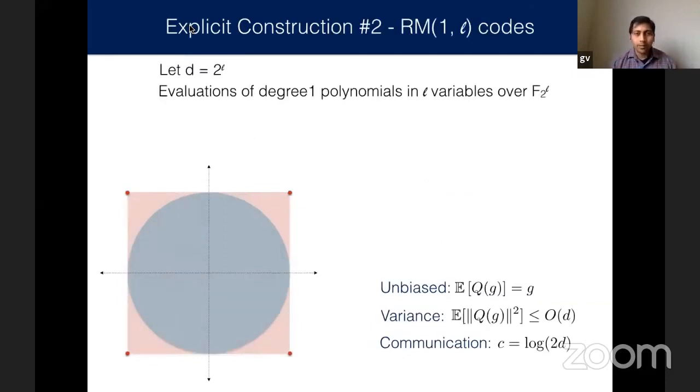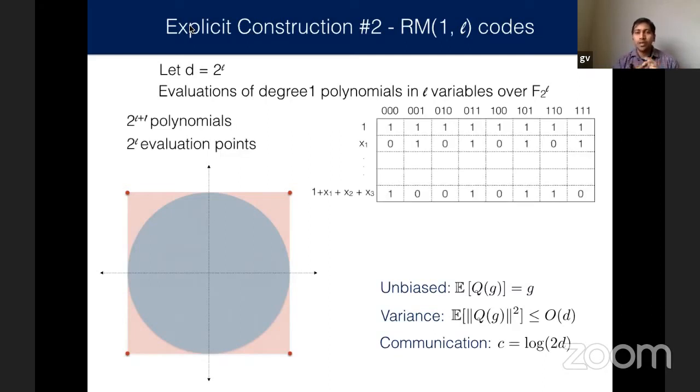So we look at another explicit construction, which is based on Reed-Muller codes. For this construction, let us assume the dimension is some power of 2. Now consider the set of all codewords of Reed-Muller codes of degree 1 in L variables. A Reed-Muller code of degree 1 is essentially evaluations of all linear polynomials over all the field elements of F2 to the L. Okay, so the codebook will look something like this matrix here. The number of codewords is about 2D, that is 2 to the L plus 1, and each of these is evaluated over all the points in F2 to the L.